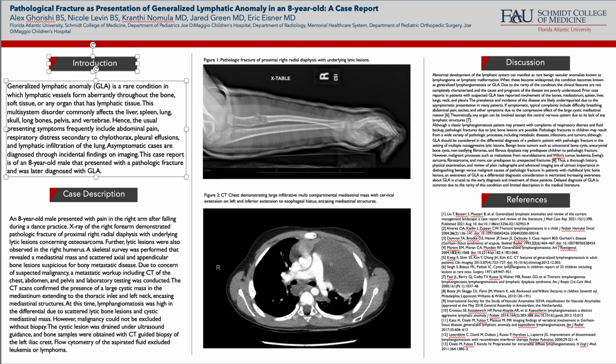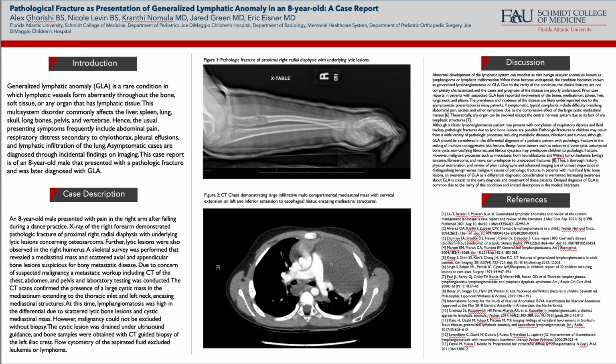Generalized lymphatic anomaly is a rare condition in which lymphatic vessels form aberrantly throughout the bone, soft tissue, or any organ that has lymphatic tissue. This multi-system disorder commonly affects the liver, spleen, lung, skull, long bones, pelvis, and vertebrae. Hence, the usual presenting symptoms frequently include abdominal pain, respiratory distress secondary to chylothorax, pleural effusions, and lymphatic infiltration of the lung. Asymptomatic cases are diagnosed through incidental findings on imaging.